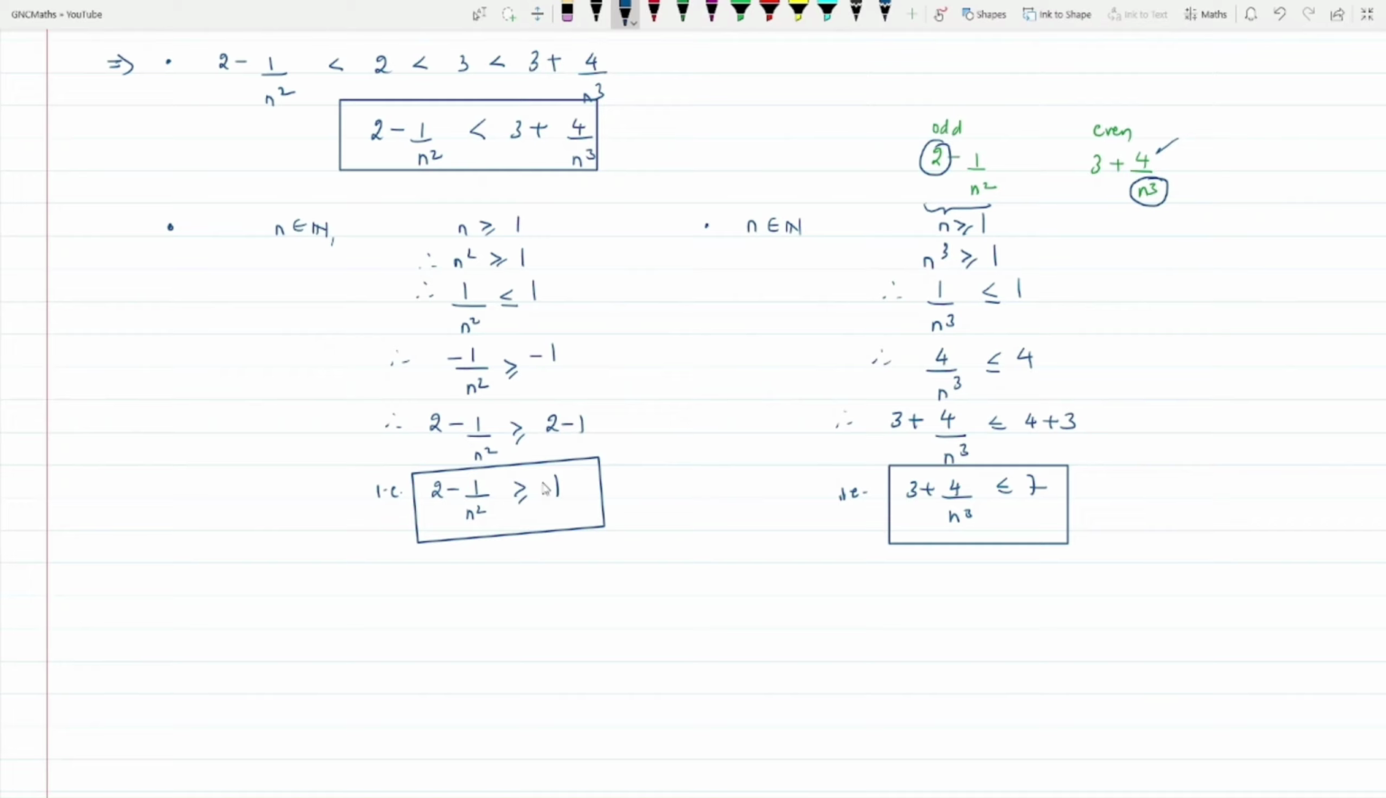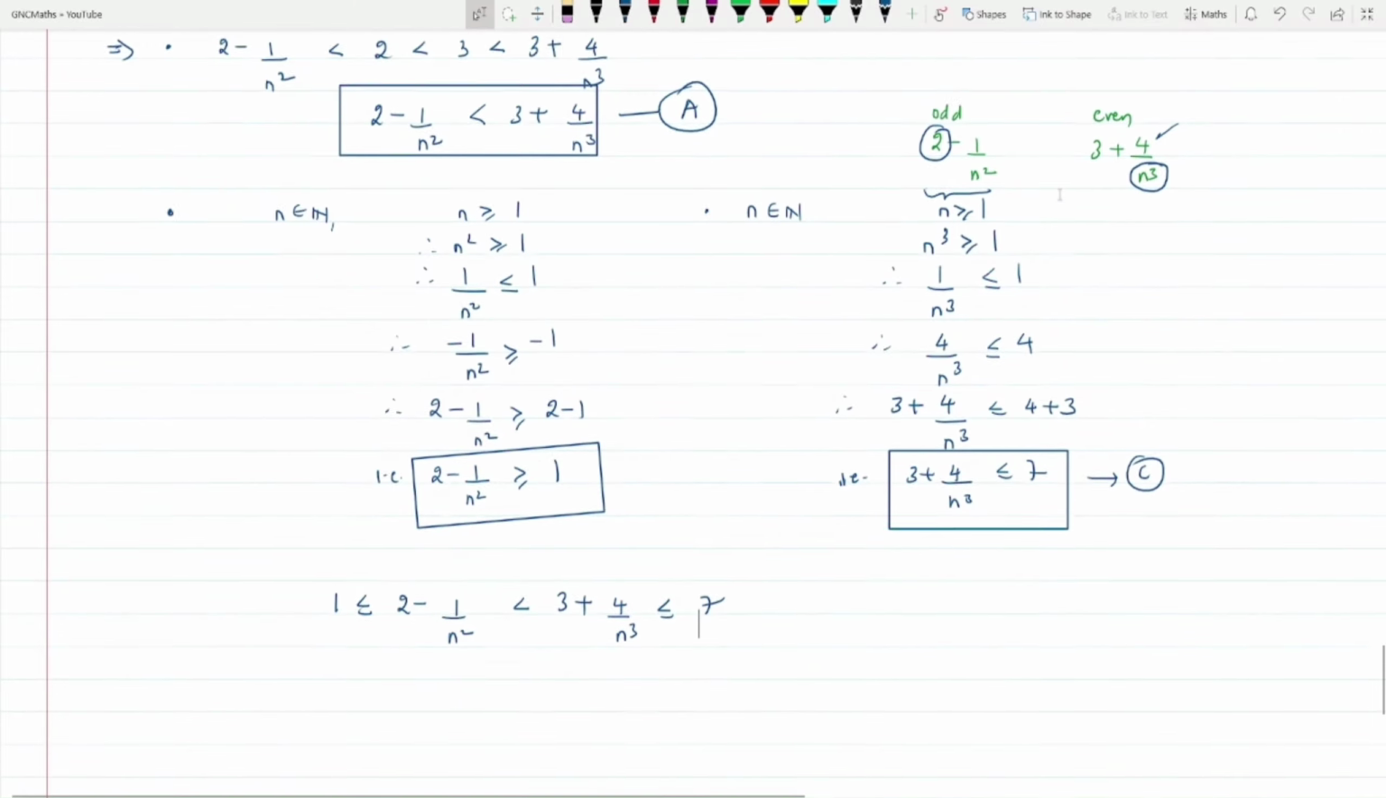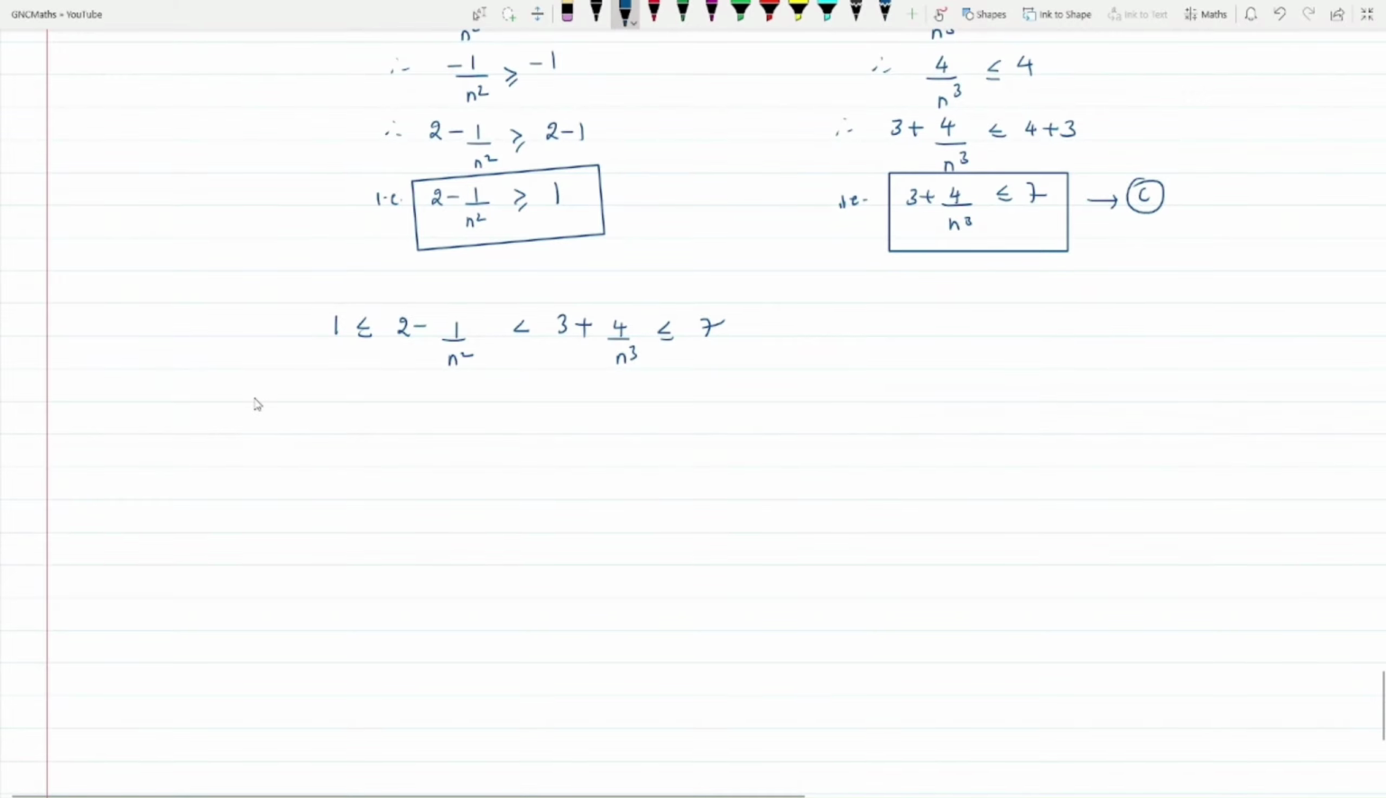Now let us look at the smallest of these. The smallest of these is 1. So we begin with a chain of inequalities. We have 1 is less than or equal to 2 minus 1 by n square. Then if you look at inequality A over here, 2 minus 1 by n square is lesser than 3 plus 4 by n cube. And in the last part, C, we have got that 3 plus 4 by n cube is lesser than or equal to 7. Thus, all of your sequence terms are lying very well between 1 and 7.